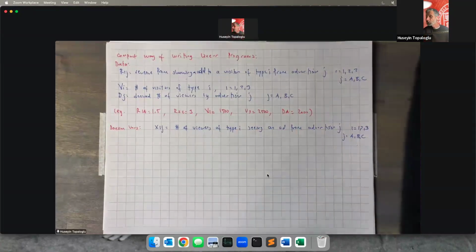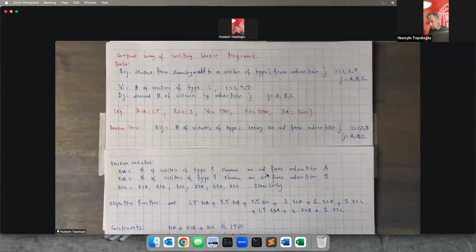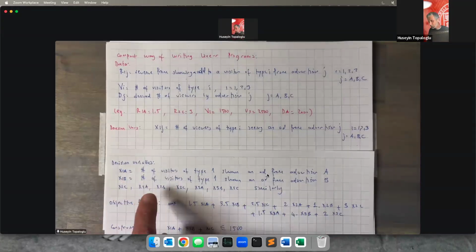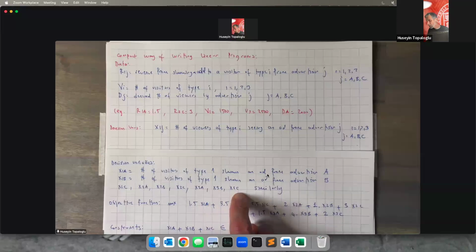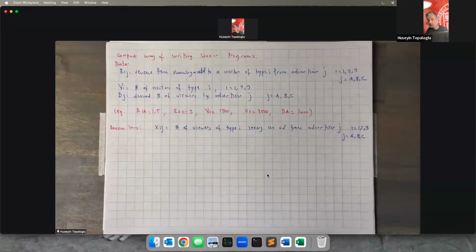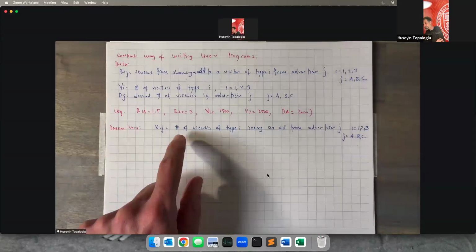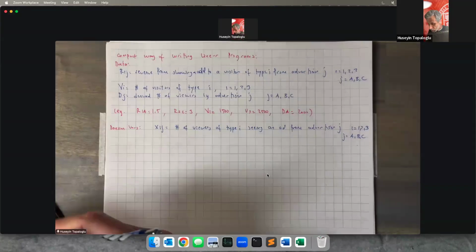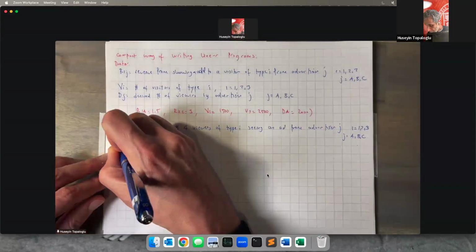Before, when we were writing our decision variables, we wrote 9 of them: x1a, x1b, x1c, x2a, x2b, x2c, x3a, x3b, x3c. But now we have a compact way of writing our decision variables. Our decision variables are the xij's, the number of viewers of type i seeing an ad from advertiser j, where i is ranging over 1, 2, 3 and j is ranging over A, B, C. Okay, good. So now we're ready to write our optimization problem.